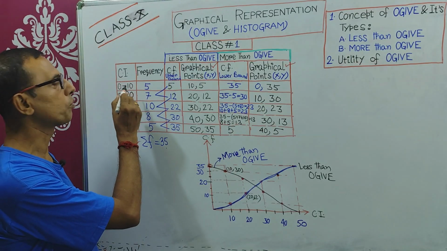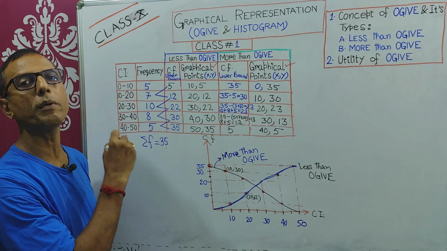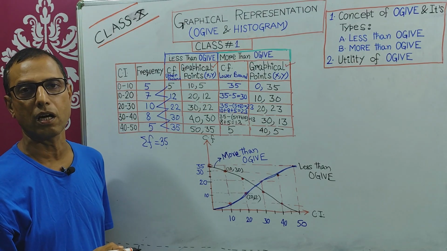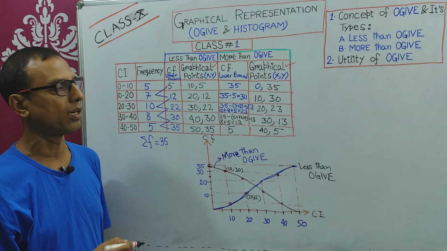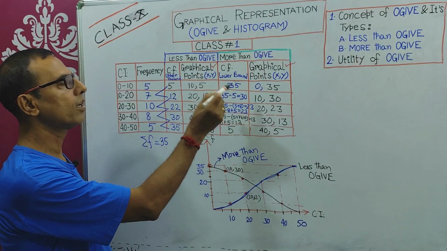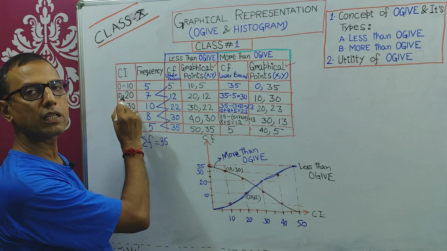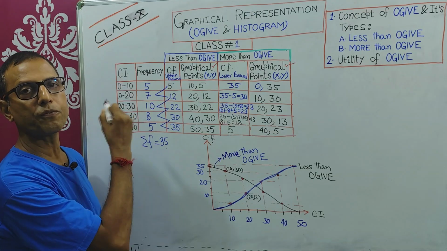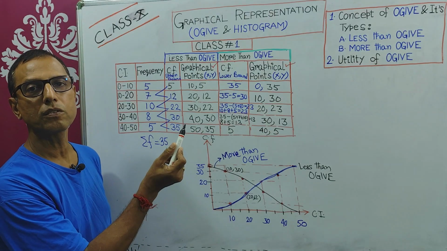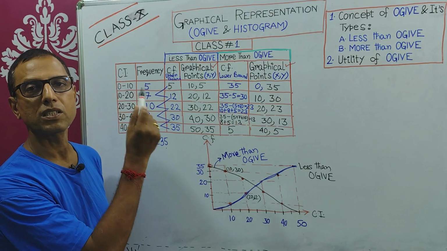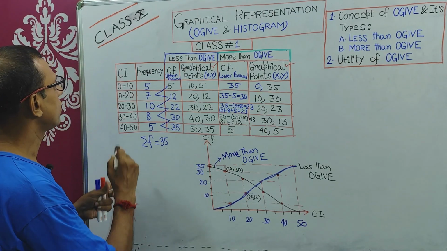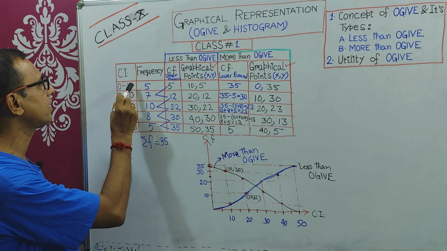We consider the upper bound to understand how many data points are there below that level, equal to or below that specific value, right? And for the more than ogive, we are considering the lower bound data. So it interprets how many data points are there above that specific value. Okay, so now, not necessarily will you get all the values like 0, 10, 10, 11.